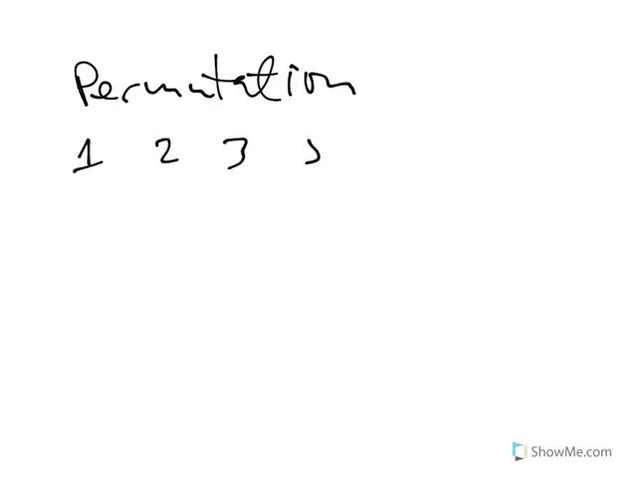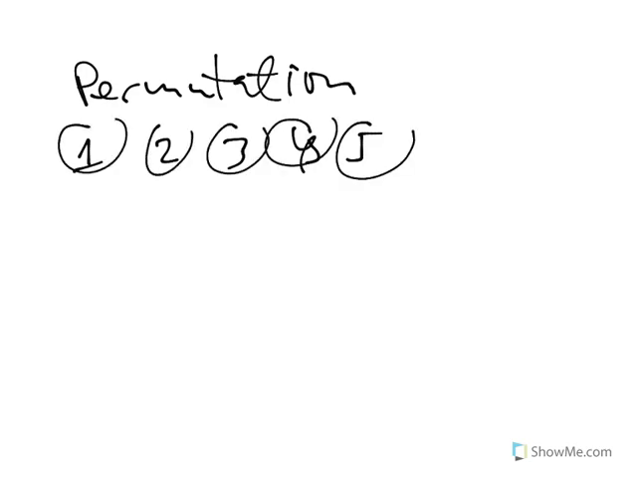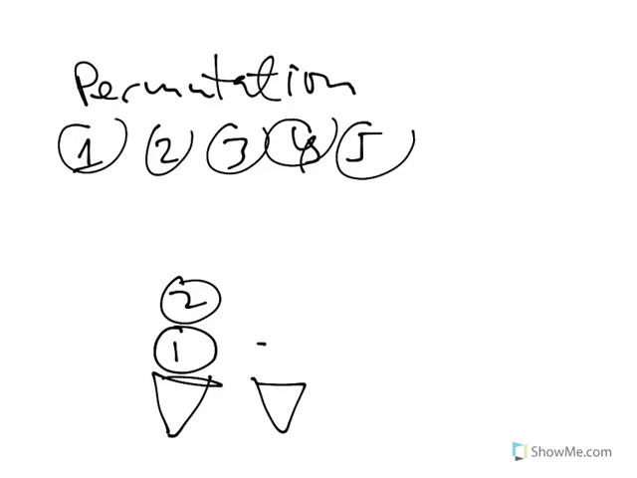A permutation is an arrangement of things that have a certain order to them. And I like to use as an example, imagine an ice cream place has 5 ice cream flavors. I'll just call them 1, 2, 3, 4, 5 to keep it kind of boring. Now, if I want to make a 2-scoop cone, I could make it like that, or I could make it like that.